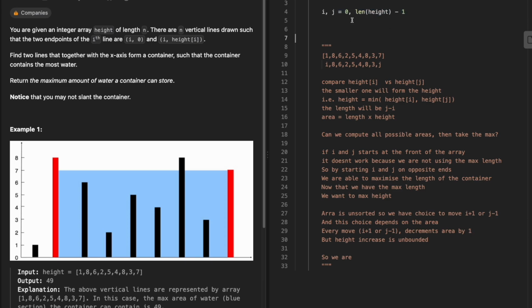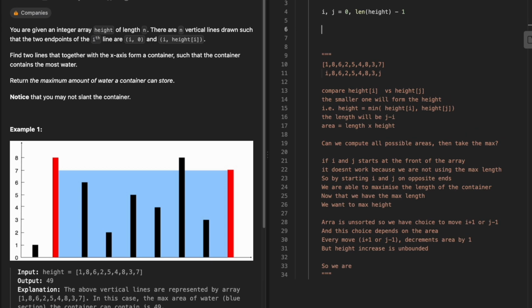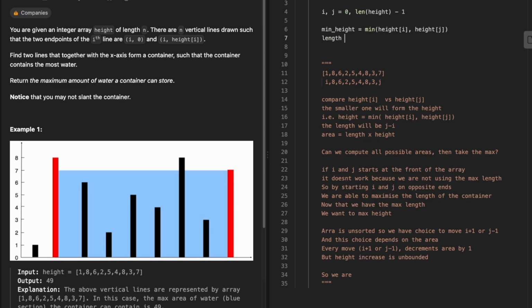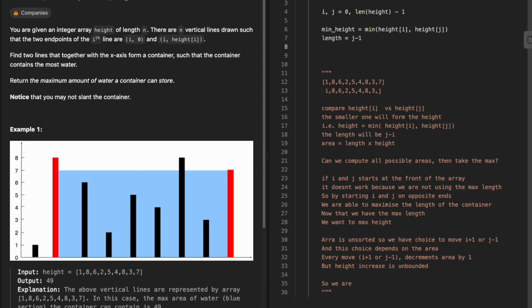Once we've initialized this, we want to have two variables, the smallest height, so we call it min height, equals min of height i and height j. And then we have the length equals j minus i. Area equals min height times length.